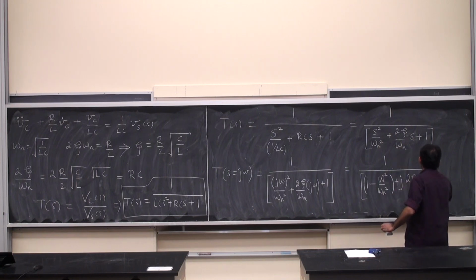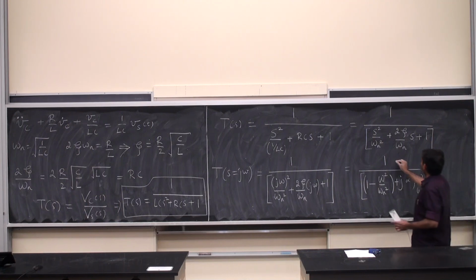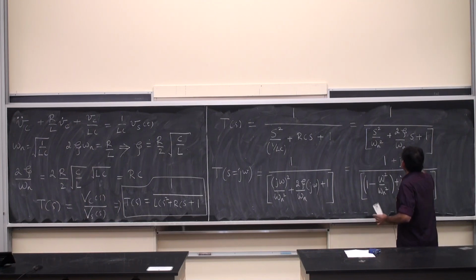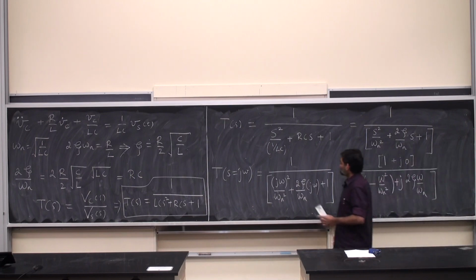This is a complex number, right? The numerator is a complex number as well, because it is 1 plus j times 0. The denominator is also a complex number. Okay?